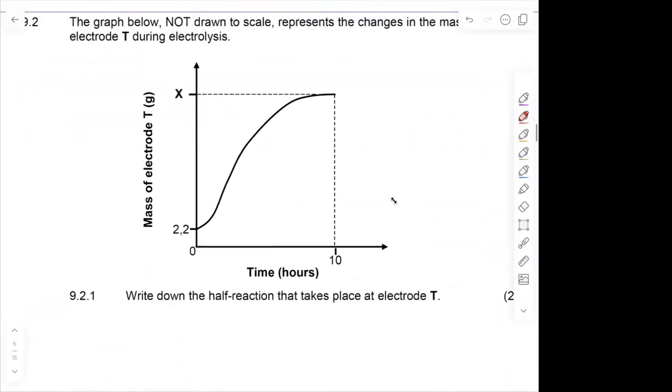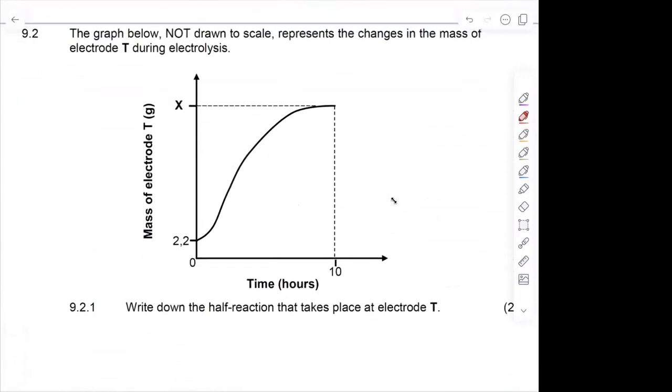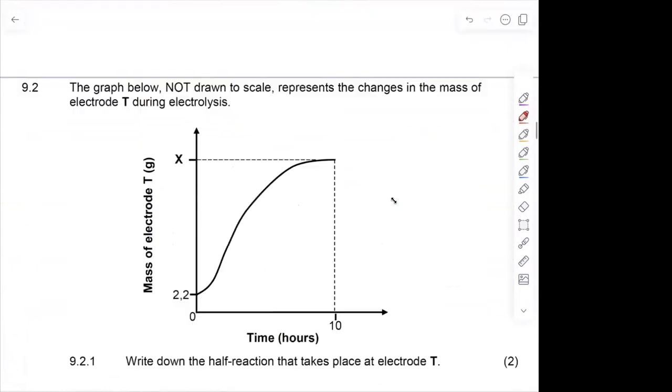Let's jump to 9.2. It says the graph below, not drawn to scale, represents the changes of the mass of electrode T. Let's quickly go back and see that.